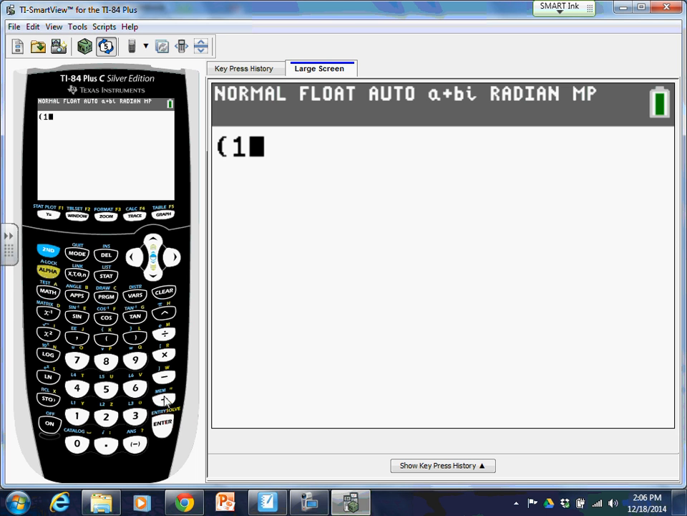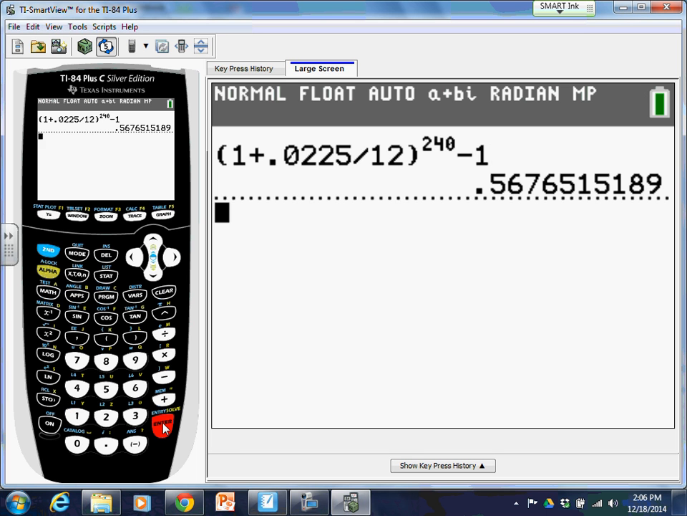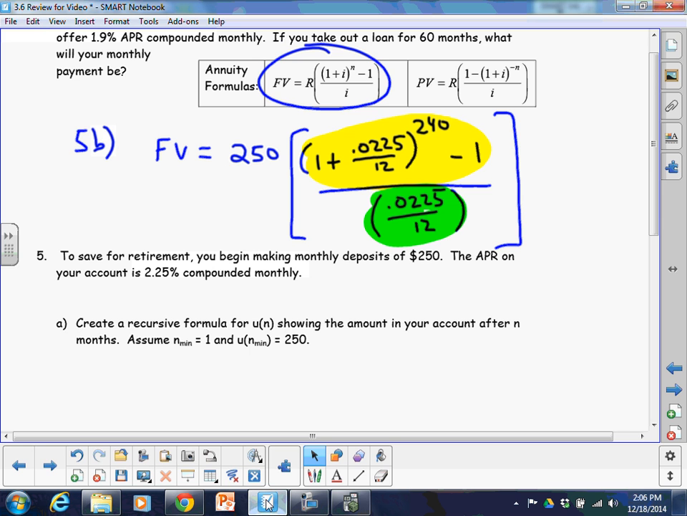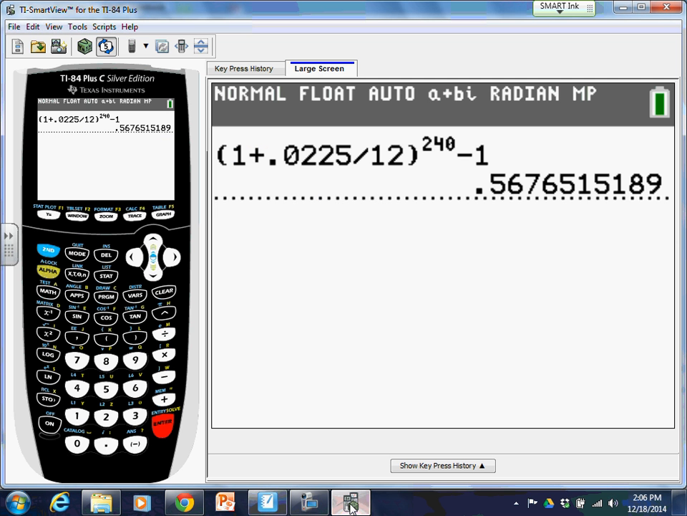Okay, so it was 1 plus the 0.0225 over 12, and that was all to the 240th power. All right, and then there was a minus 1 on the outside. Okay, so that should be our numerator. Let me just make sure that was right. Yep, and then we're going to divide by i again, so throw that in parentheses too.